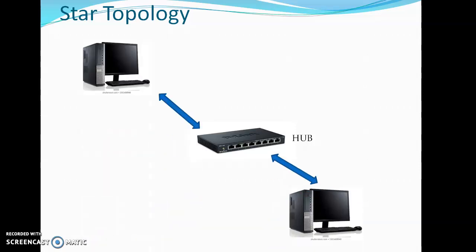Now what we have next is a star topology. In star topology, you have a central communicator which is called a hub. Every device in the network is connected directly to this hub. So if I want to communicate between this machine and this machine, the message will be transmitted to the hub, and the hub in turn will forward the message to the other machine.